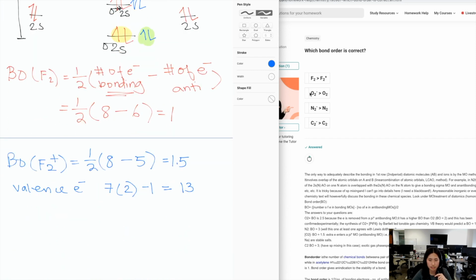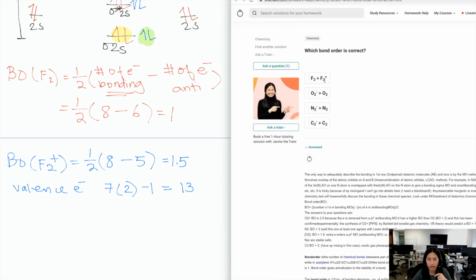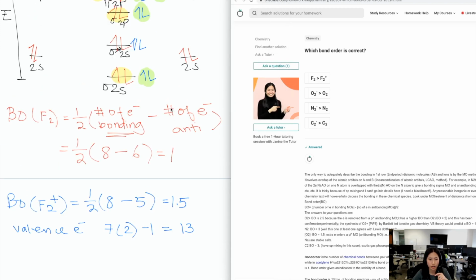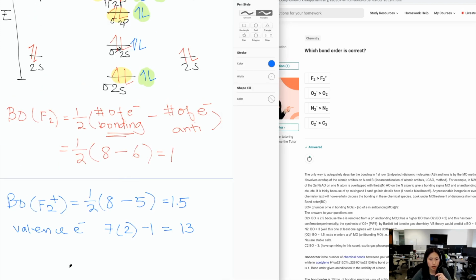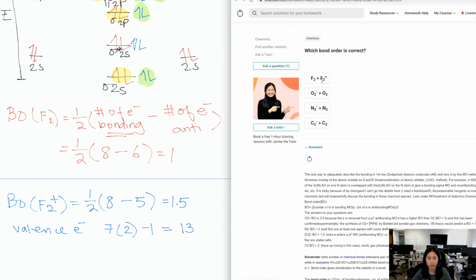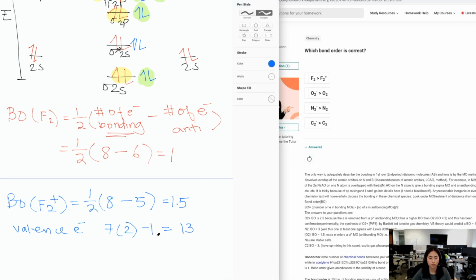Okay, so as we can see, F2 and F2 plus are being compared for bond order. The bond order of F2 plus is actually greater compared to F2. So the first one is actually incorrect, because we know that the bond order of F2 plus is greater compared to the bond order of F2.